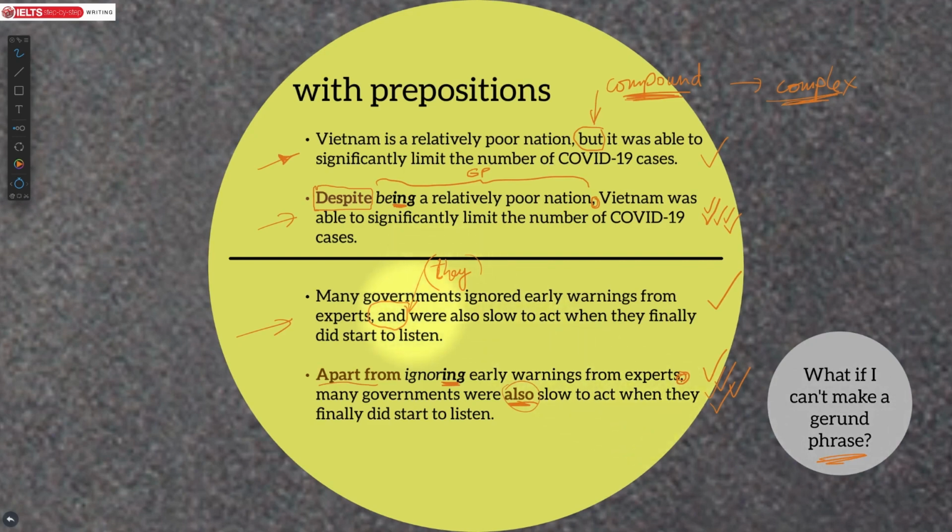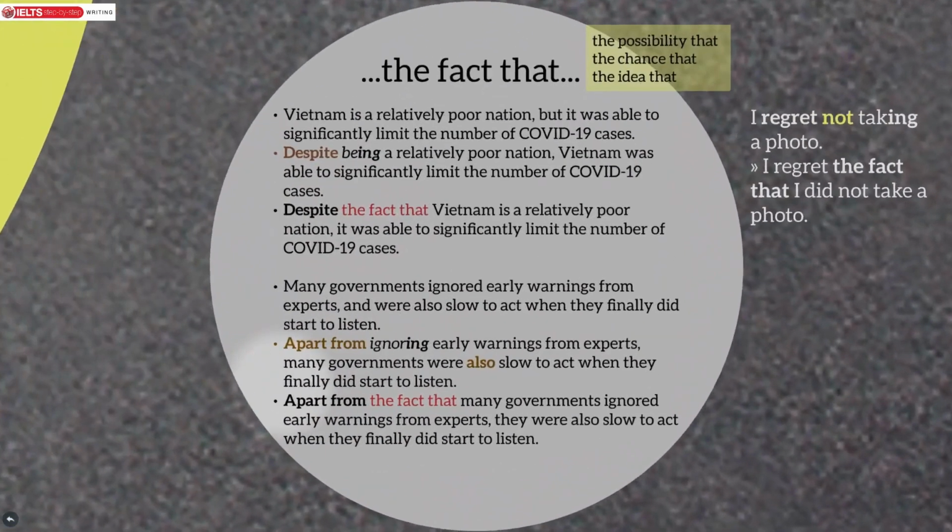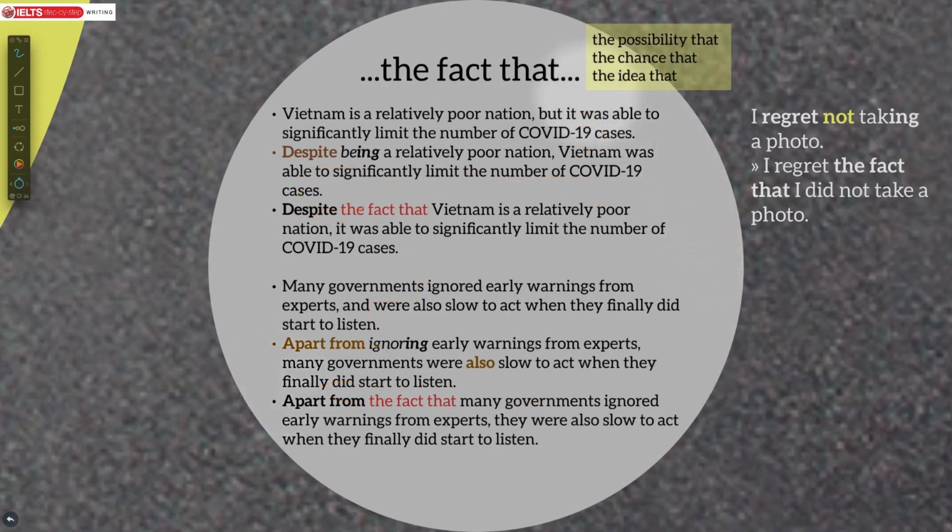Now this is just the final thing I want to talk about. For those of you who would like to use these words, despite and apart from, but find these gerund phrases still a bit difficult to understand, there are ways of avoiding the gerund phrase. So let's have a look at this. What we can do is use the fact that. Sometimes we can use these ones as well, 1, 2, and 3, but the fact that is the most common way to do this. The ones we've been looking at already in the previous slide were these ones here.